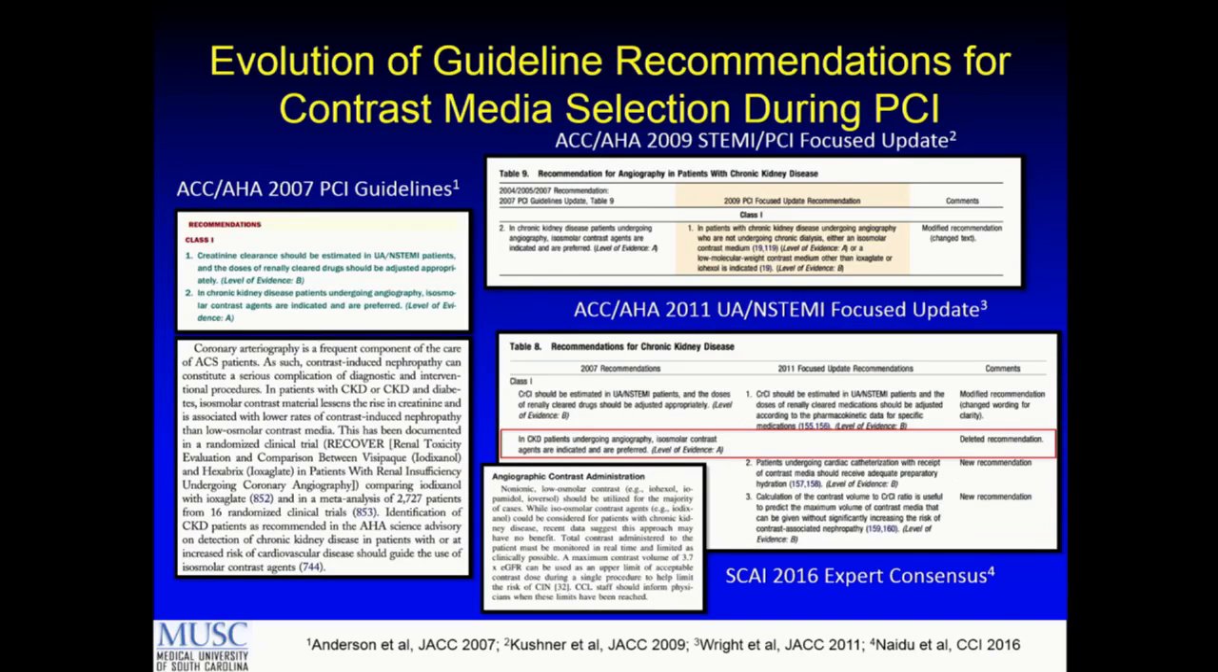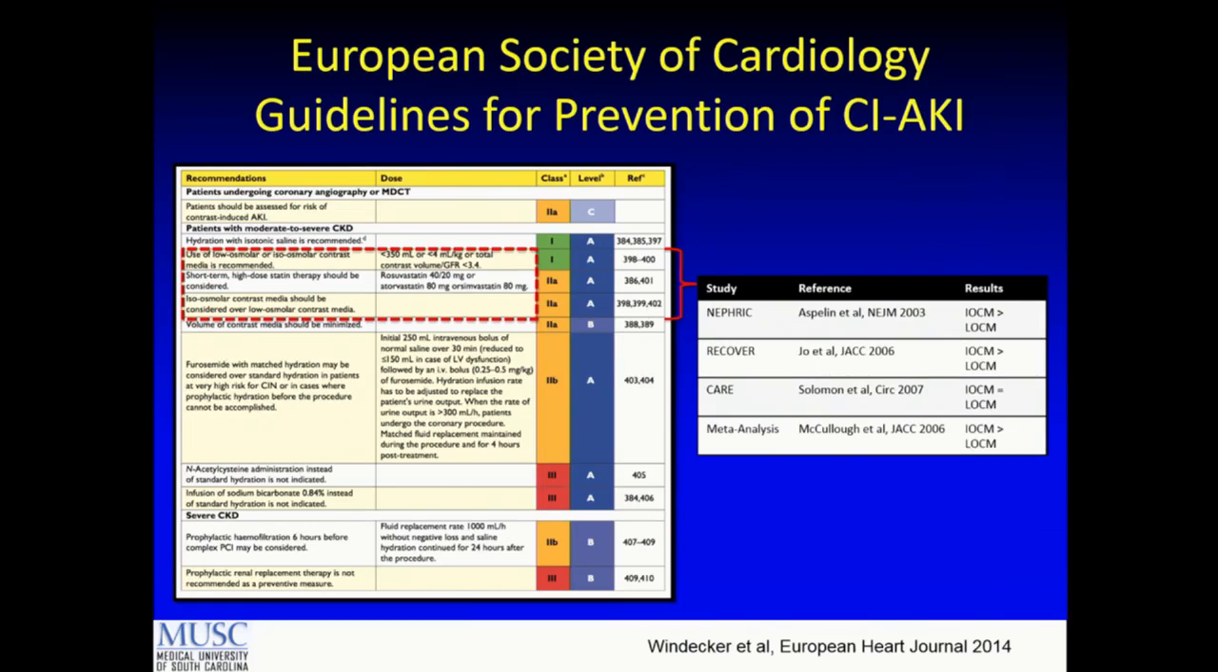Here is the evolution of the guidelines. Back in 2007, it was actually a Class 1A recommendation for patients undergoing angiography to receive iso-osmolar contrast. In 2009, this was updated, and the wording was modified so that it was either iso-osmolar or low osmolar contrast. And then finally in 2011, this was completely deleted. I'll talk about some of the evidence behind this.